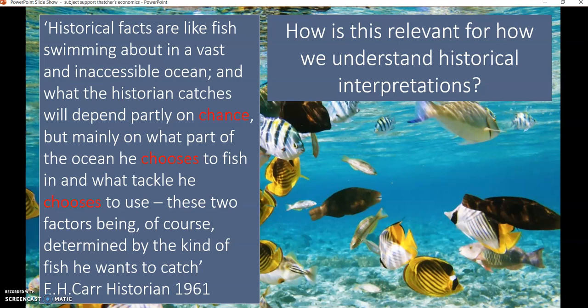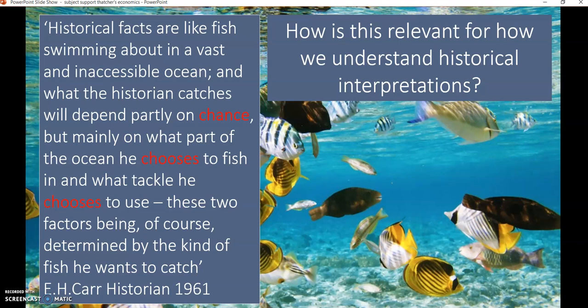So how do we link Thatcher's economic strategy with historical interpretations? Because that's what this paper is about: interpretations of Margaret Thatcher. And I really like this quote by E.H. Carr because it helps us understand why people might have different interpretations about Thatcher's economic policy.